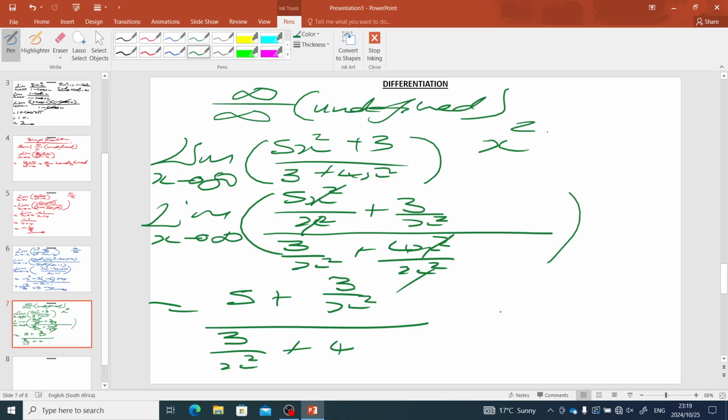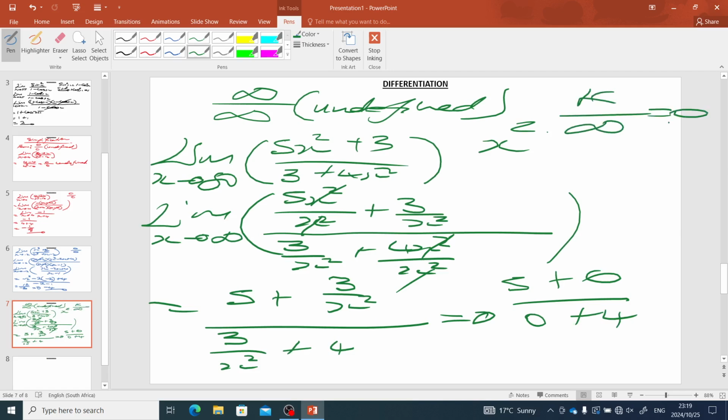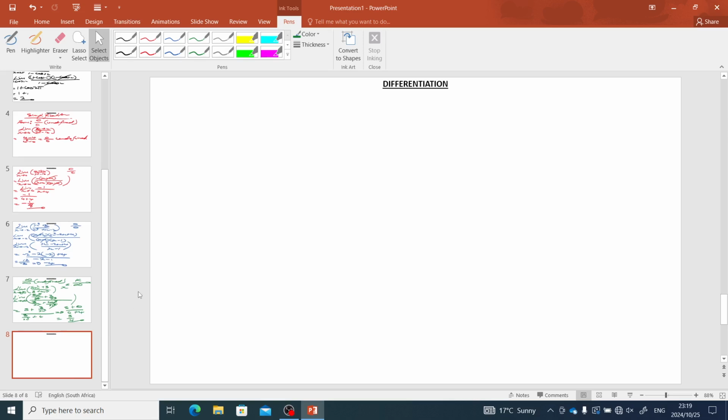Then I know that any constant number divided by infinity, if I do the direct substitution, is 0. That means here I'm having 5 plus 0 divided by 0 plus 4, because any constant number divided by infinity equals 0. These are the things that we dealt with in the first video. It means my answer would be 5 divided by 4. I have now applied the third technique in solving whatever they want us to solve.